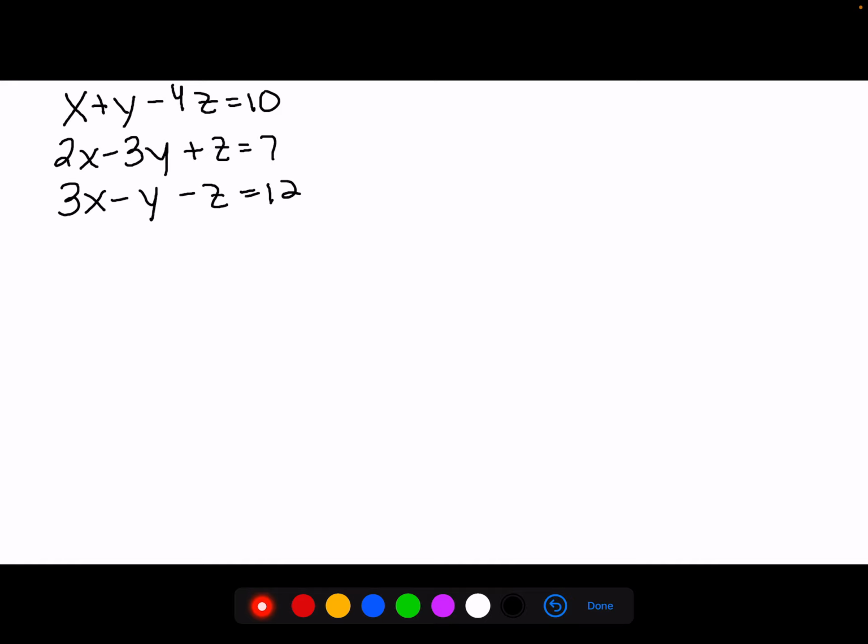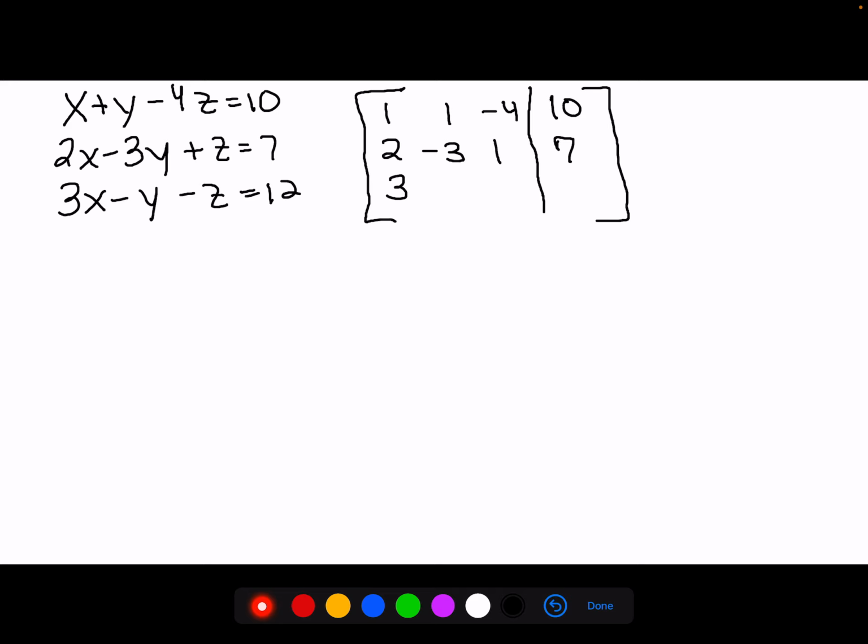Okay, so let's write the augmented matrix first. So the augmented matrix, this one's going to have 3 rows and 4 columns. First row is coefficients from that first equation. 1, 1, negative 4. Little line segment there, 10. So those are the first row's elements. Second row elements will be 2, negative 3, 1, and 7. Third row elements will be 3, negative 1, 12.